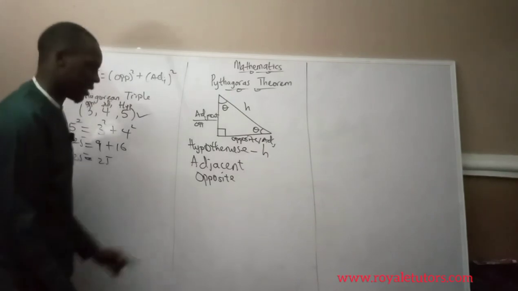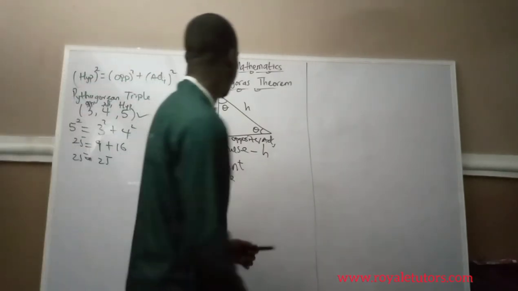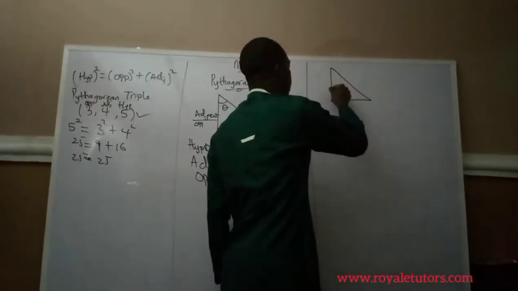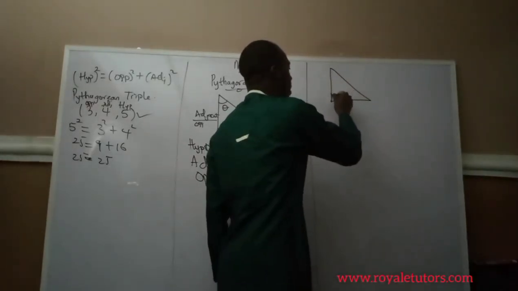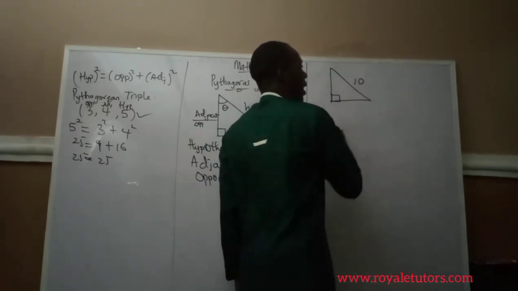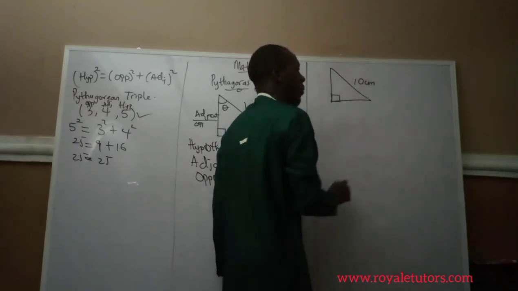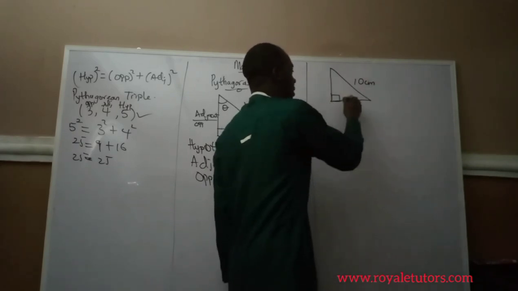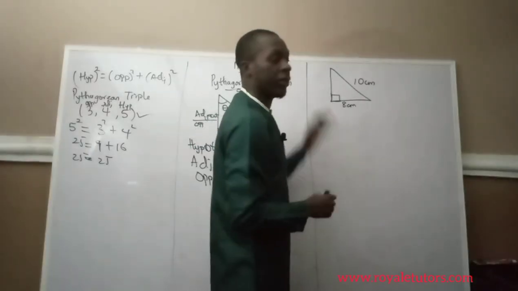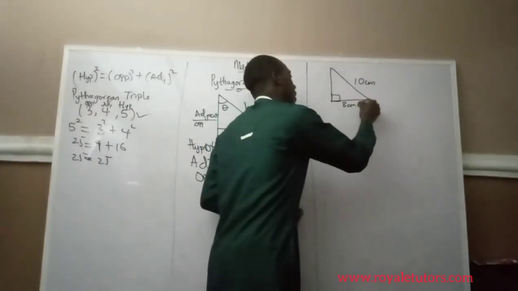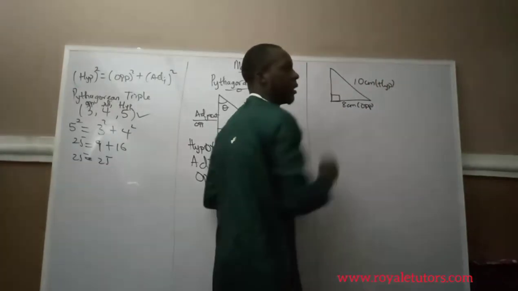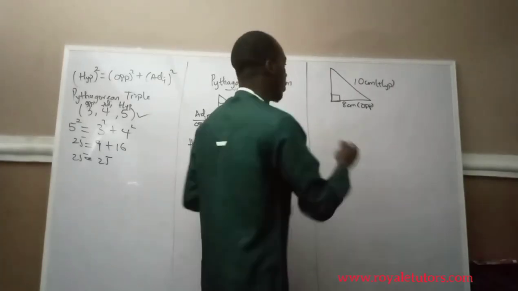Good. Now, let's look at the question that says that we have a right angle triangle, and we have the hypotenuse to be 10 centimeter, and we have one of its sides to be 8 centimeter, and we are asked to find the other side. Let's assume this side is our opposite, this is the hypotenuse, so we need to find the adjacent. So what do we do? This is what we do.